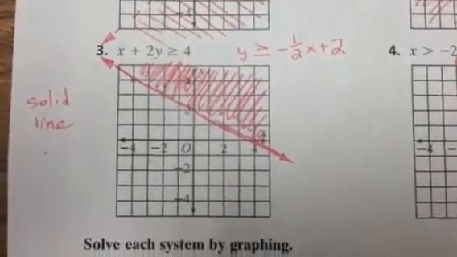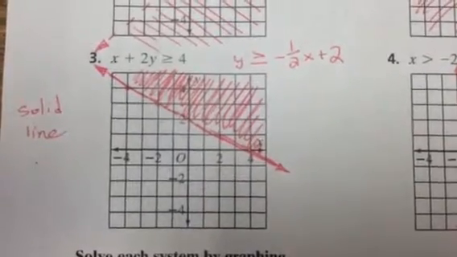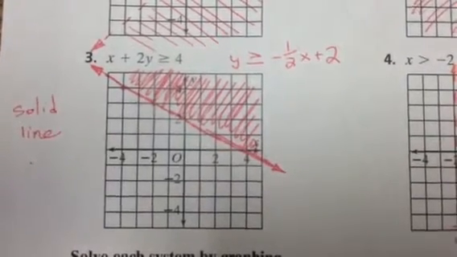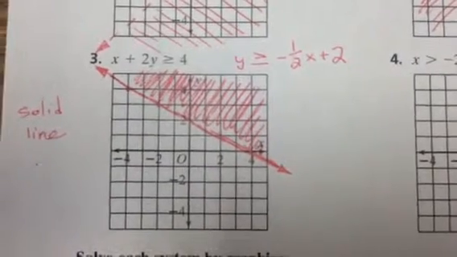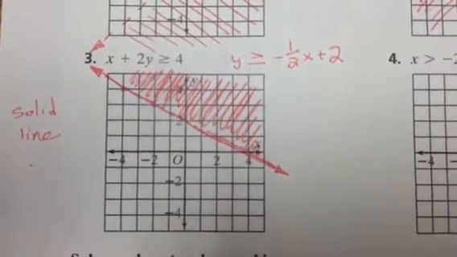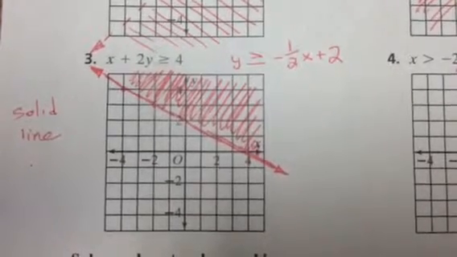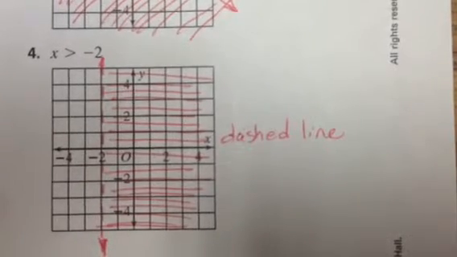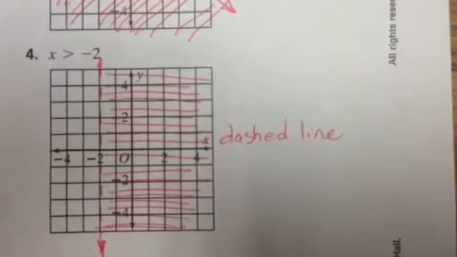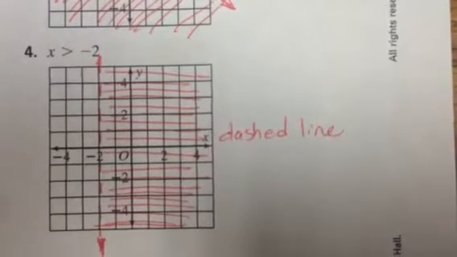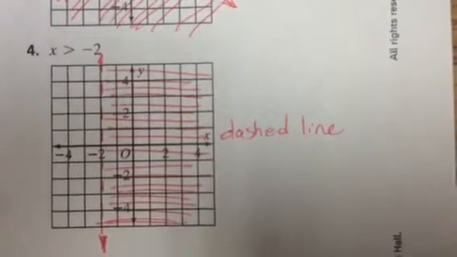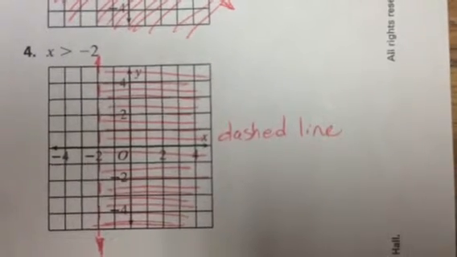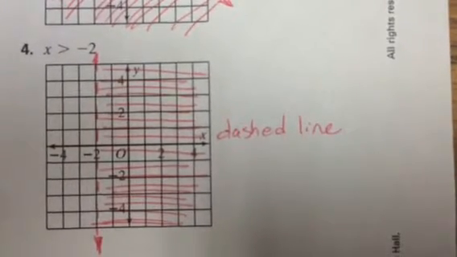Number 3, you can see again we had to rewrite our equation as y is greater than or equal to negative 1/2 x plus 2. We used a solid line. We found out that the origin 0, 0 did not work for our equation, so we graphed and shaded away from the origin. Finally, number 4 was a little weird because we had no y, but all that's saying is that x is going to always be greater than negative 2. We used a dashed line, we did a vertical line, and of course if x is greater than negative 2, we'll shade to the right because 0 would be greater than negative 2.